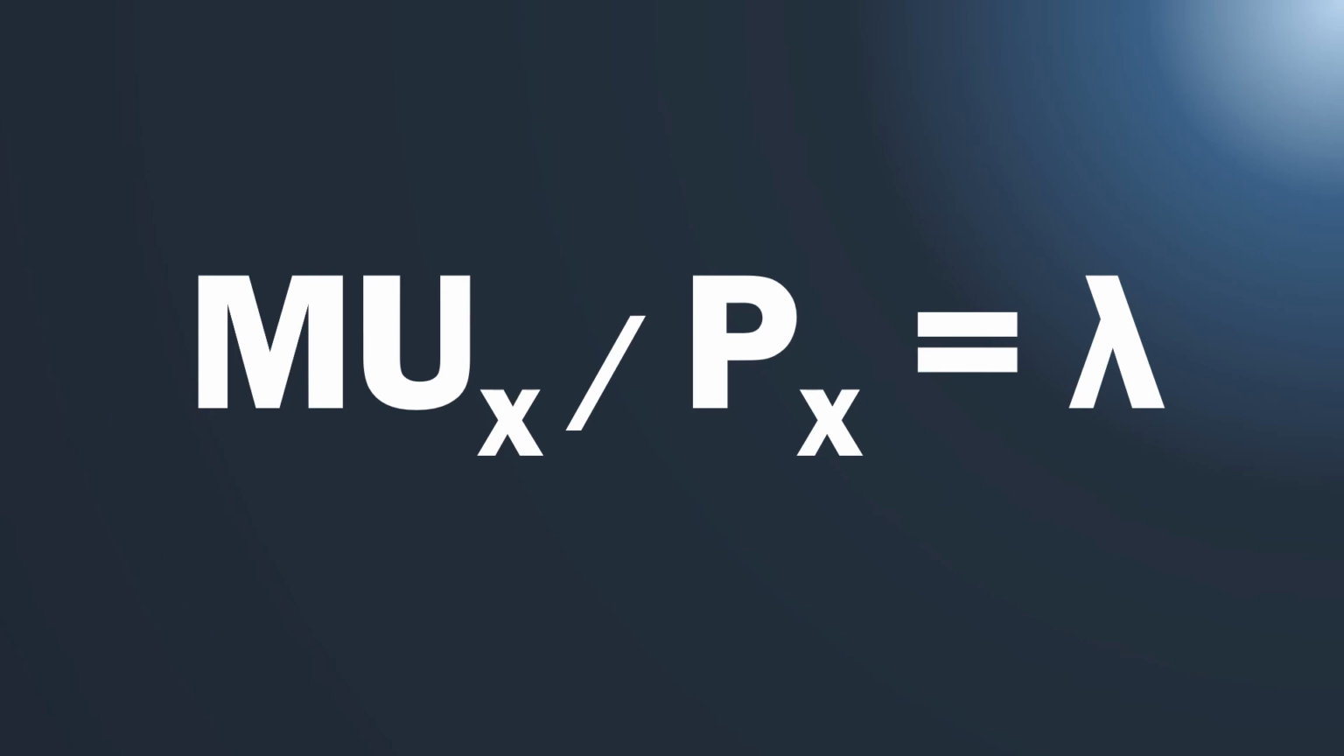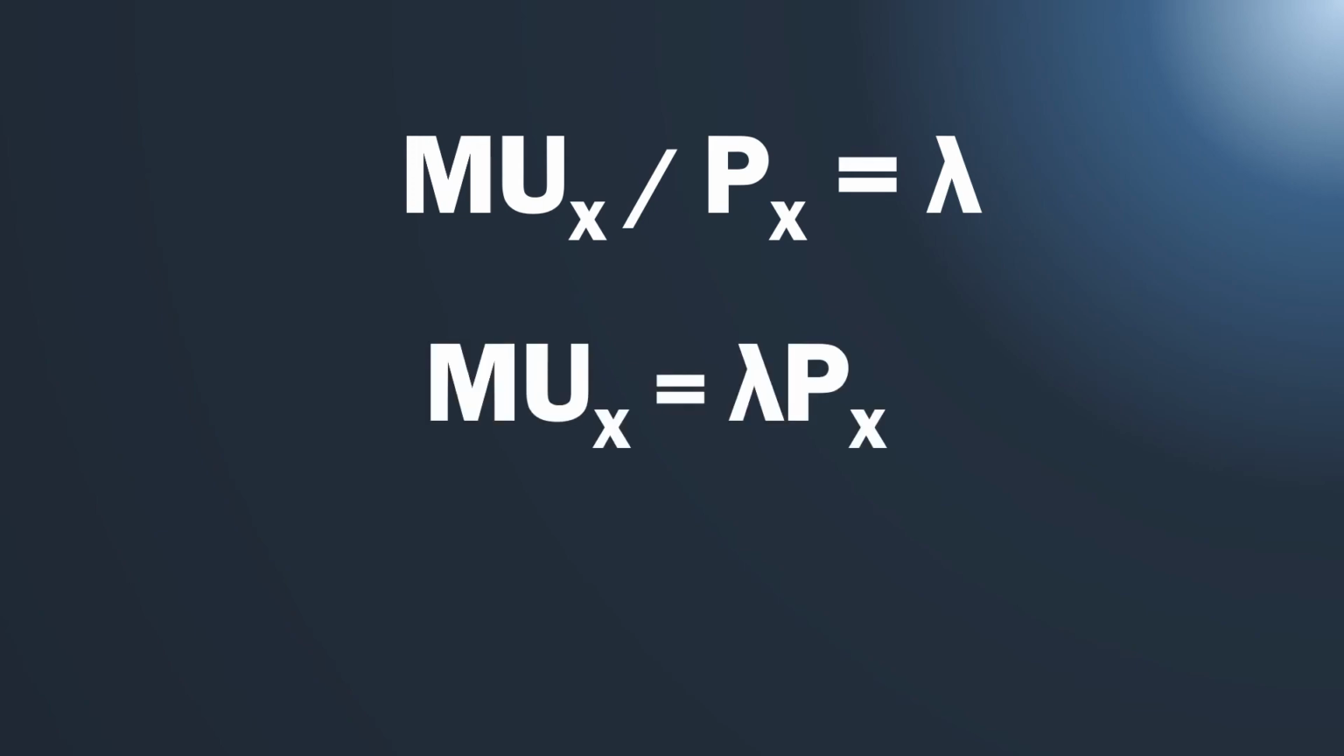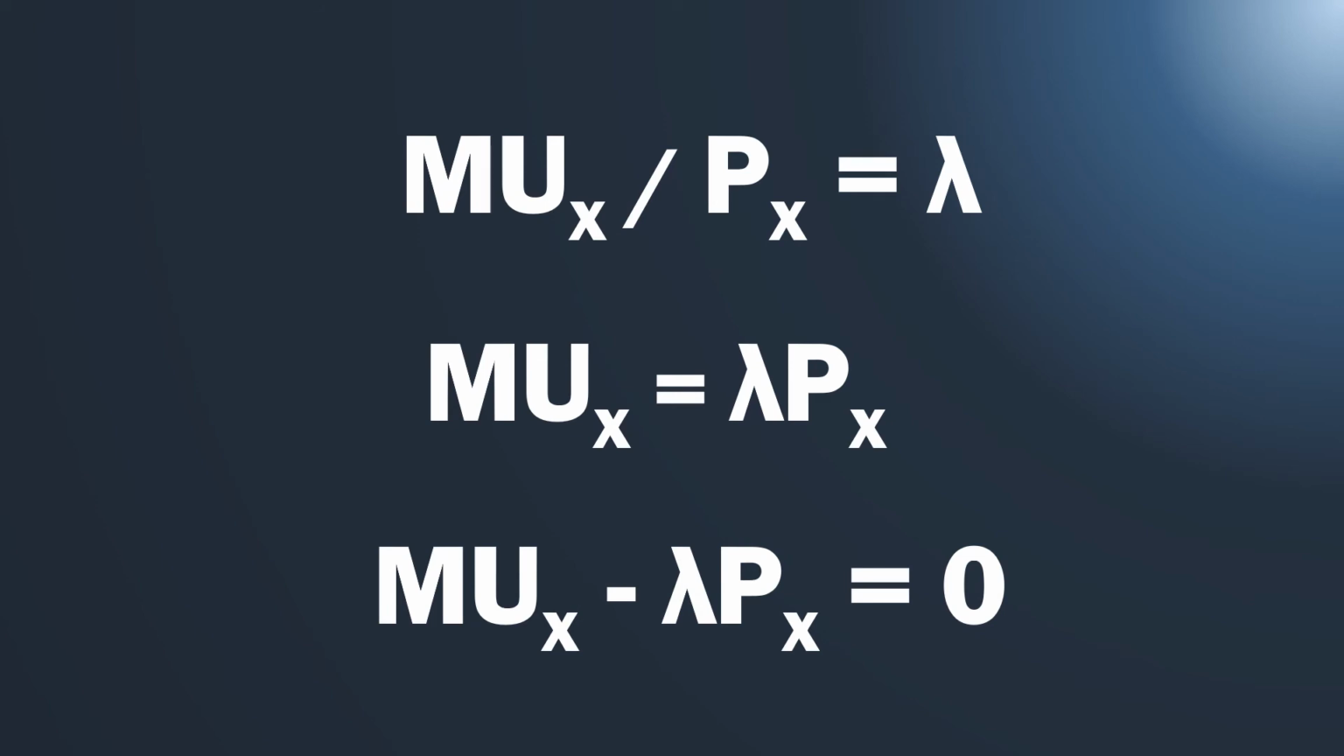So let's manipulate these equations a little bit further, and we can see how all of these equations interconnect. So if we have lambda has to be equal to the marginal utility of x over the price of x, we could rearrange this and end up at a situation where the marginal utility of x minus lambda times the price of x is equal to 0.